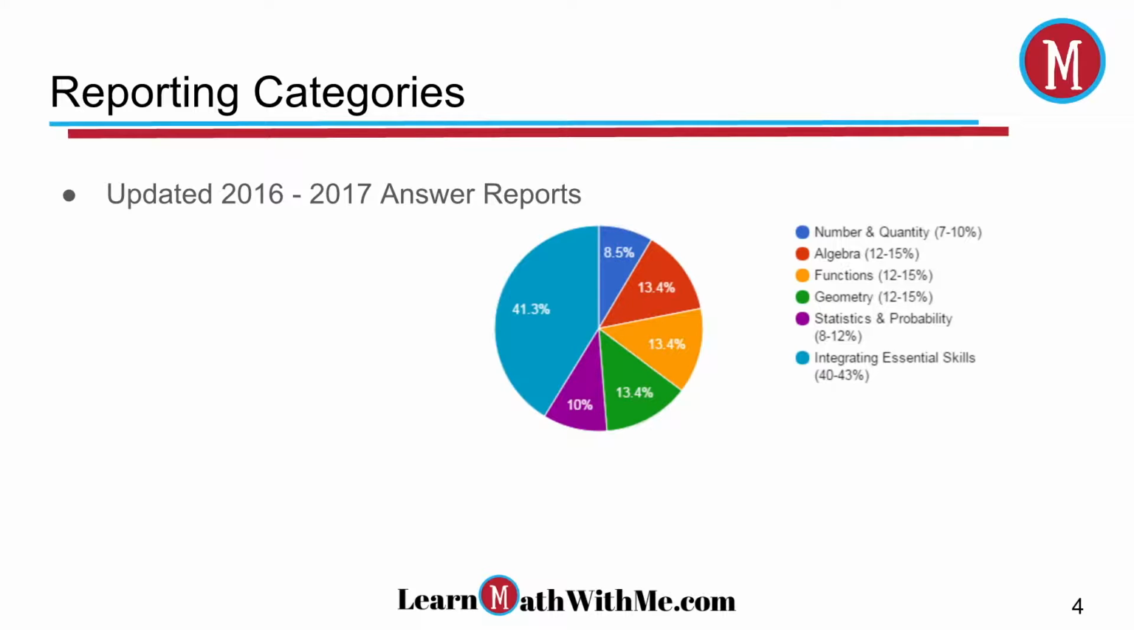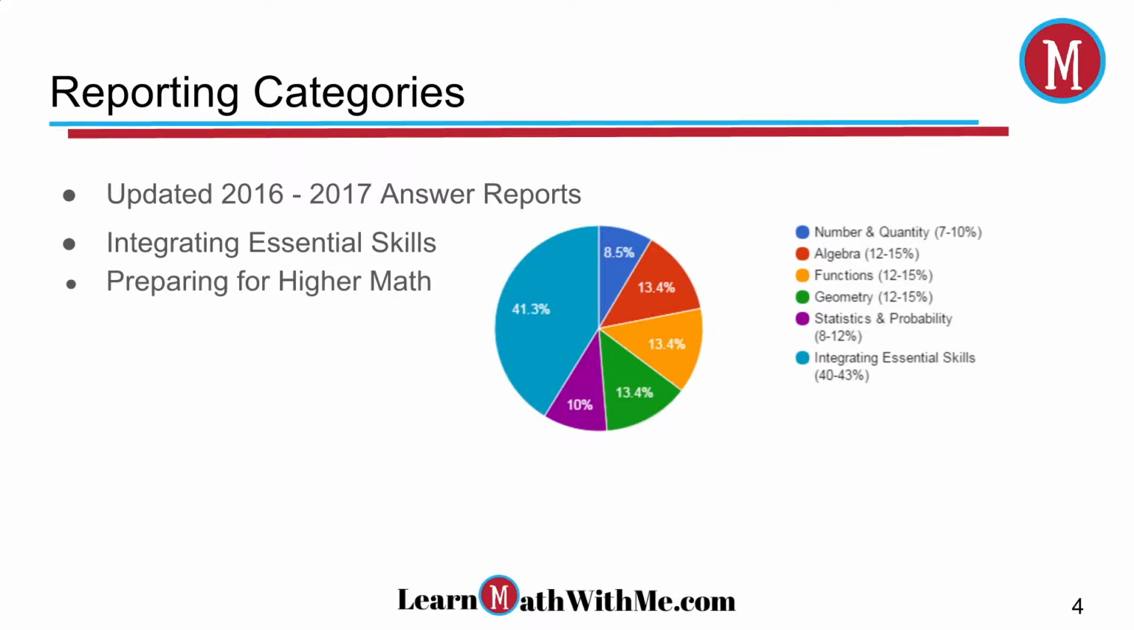So what they have done, they have several different categories. The first one is integrating essential skills. And as you can see from our pie chart, that ranges from about 40 to 43% of the questions. The integrating essential skills category covers questions from material that you were presented prior to 8th grade in most cases. So it's going to be your basic mathematical concepts. You may see things like fractions, percents, things that you have done prior to 8th grade, and that's 40 to 43% of the test questions.